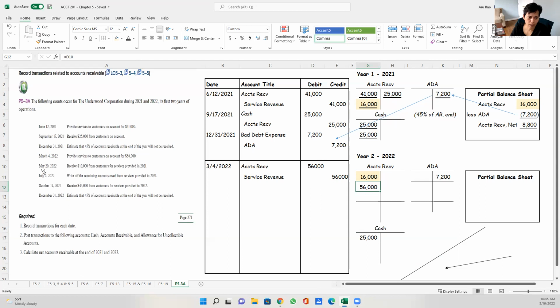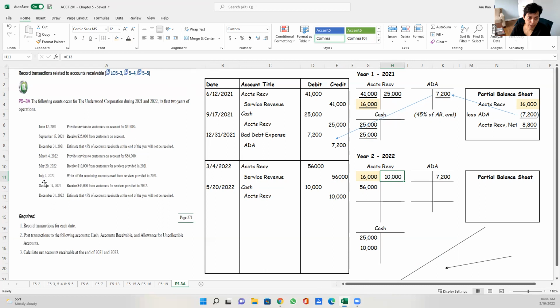Moving on to May 20th, we collected $10,000 from customers for whom we provided services in 2021. So again, this journal entry is cash debit, accounts receivable credit, and the amount we collected is $10,000. So cash on the debit side, I'm going to put $10,000. Accounts receivable on the credit side, I need to put $10,000. So cash debit 10,000, accounts receivable credit 10,000. I've posted into my two relevant T accounts over here.